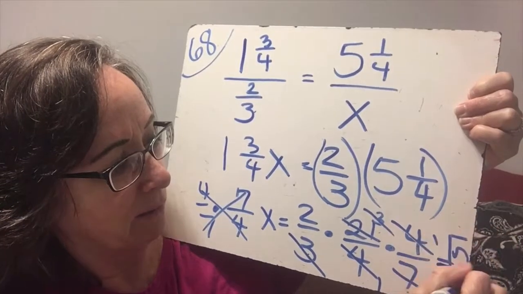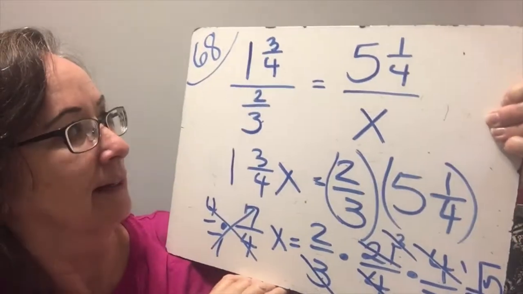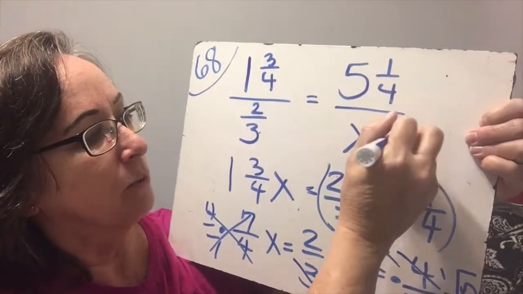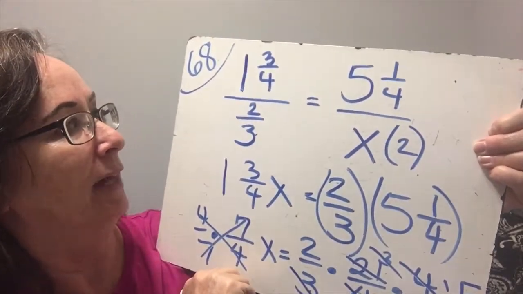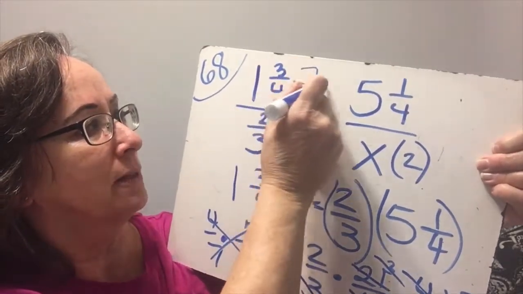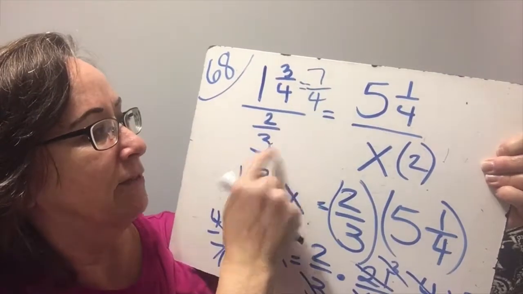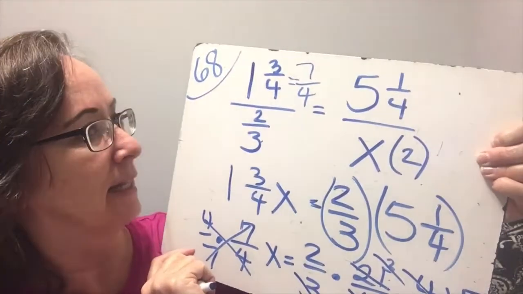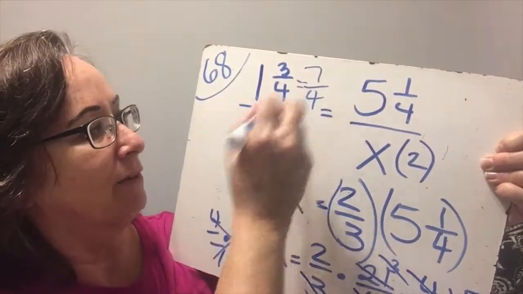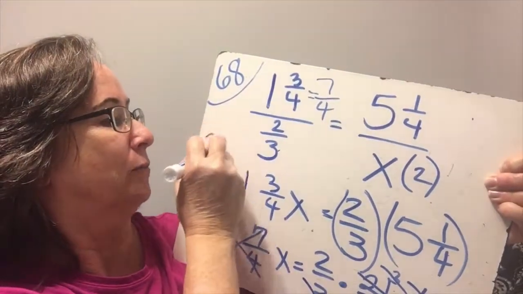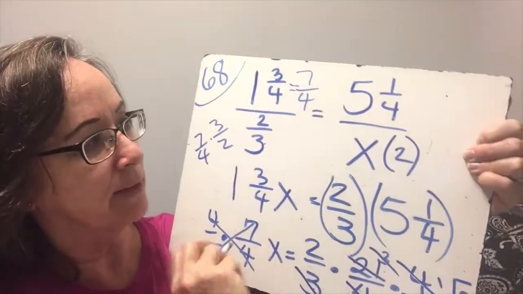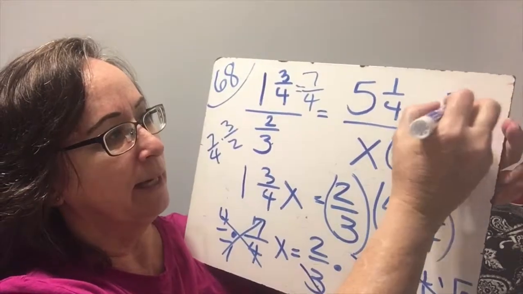Okay, now we're going to check it. Let's see if 2 is the right answer. So let's put in a 2 right here. Okay, and when we divide, we're going to make this right here a 7/4. And 7/4 divided by 2/3 is 7/4 times 3/2. Okay, and 7/4 times 3/2 would be 21/8. Okay, so we have 21/8.